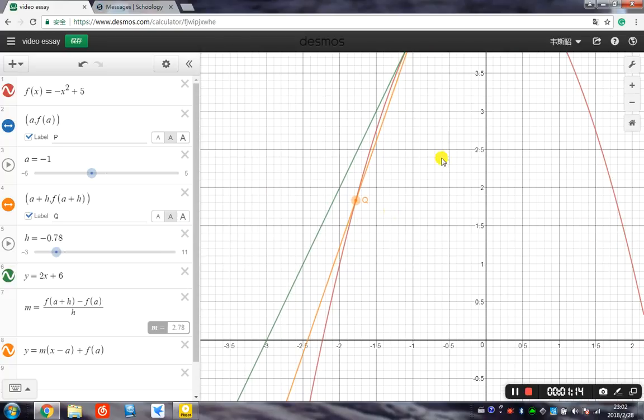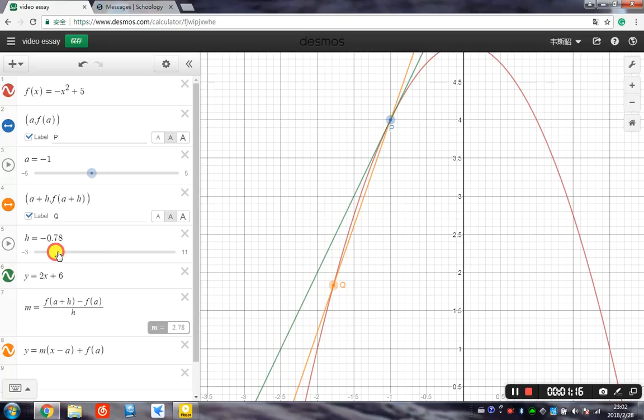So here, let's see. If we change the h value and make it approach 0, we can see the points P and Q are getting closer. Actually, the point Q is approaching the point P.